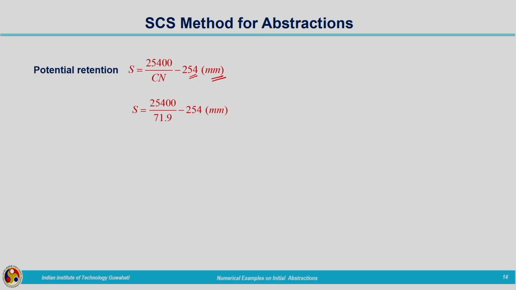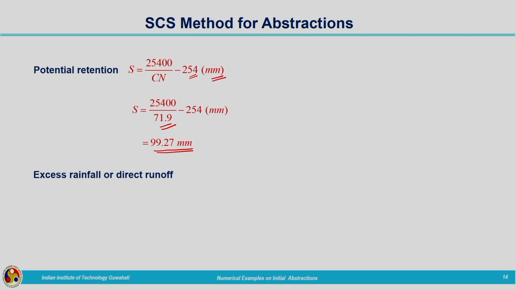And if it is in inches, this factor will not come, it will be 1000 and 10. So, you need to be very careful about the units. Here all the units are in SI units, so you can convert into millimeters or centimeters. Here we are going to substitute the curve number value, CN equal to 71.9. So, you can calculate the potential retention as 99.27 millimeters. S is calculated to be 99.27 millimeters.